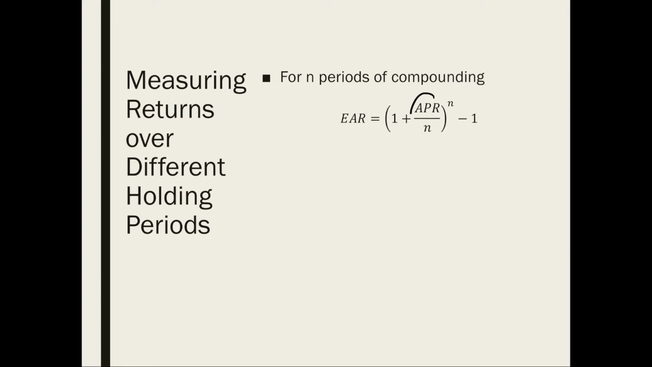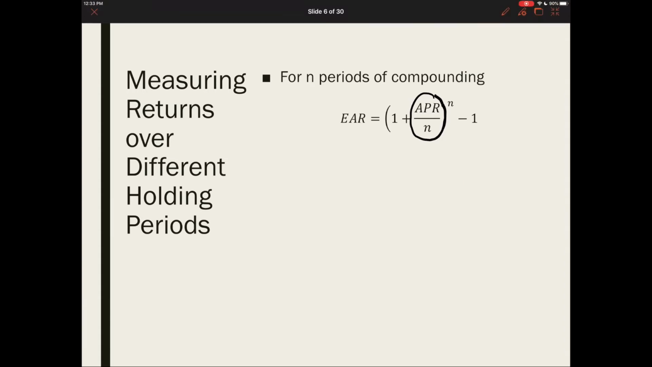Now, how do I make these calculations if I know the per period rate? If I have n periods of compounding, so monthly would be 12, semi-annually 2, quarterly 4, and so forth, your EAR equation is 1 plus APR divided by n, and this APR, your simple interest rate divided by the number of compounding periods, is simply your per period interest rate. So you just get 1 plus your per period interest rate, you raise it to the number of compounding periods per year, and then you subtract 1.